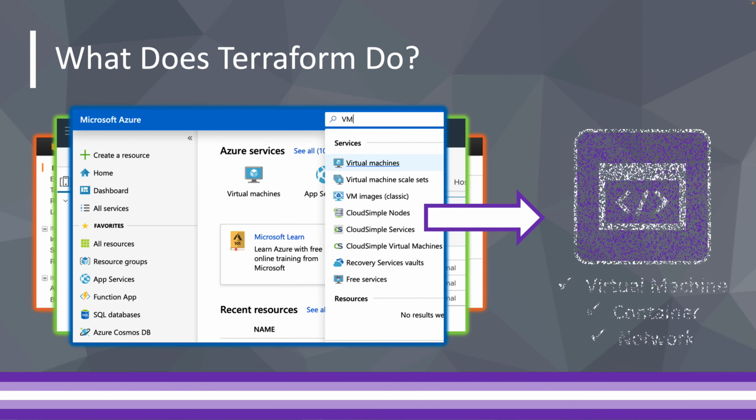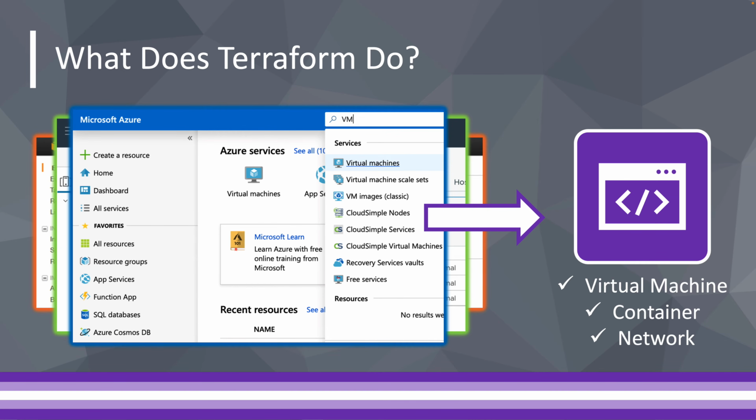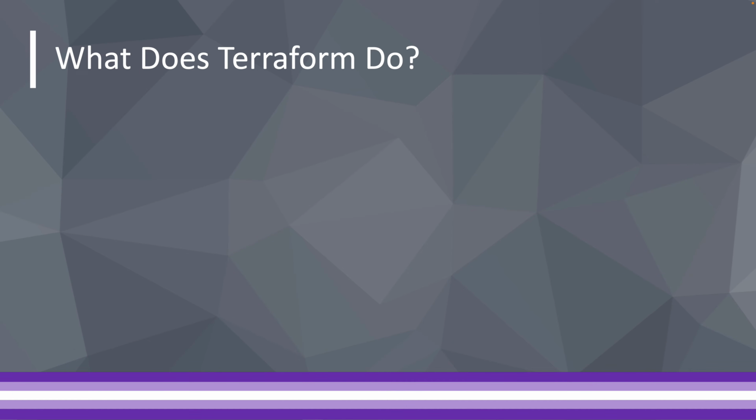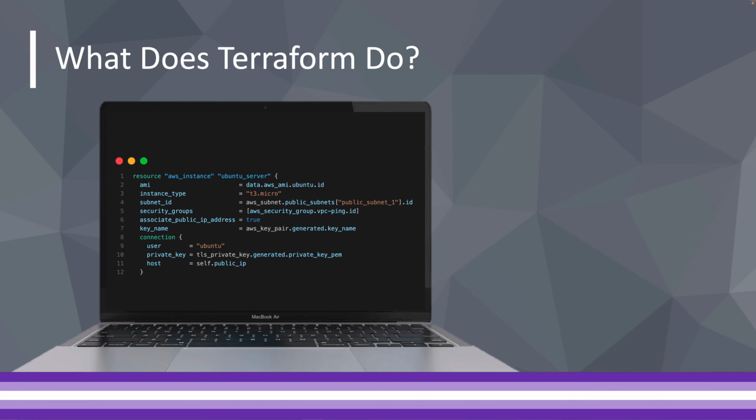And ultimately what we end up with is, well, our virtual machine, a container, a network, some type of resource that lives on the platform of choice. So that's what we would generally do without Terraform. Well, when we introduce Terraform, we can take all those configurations that we just made in the console and, well, we can put them in code.